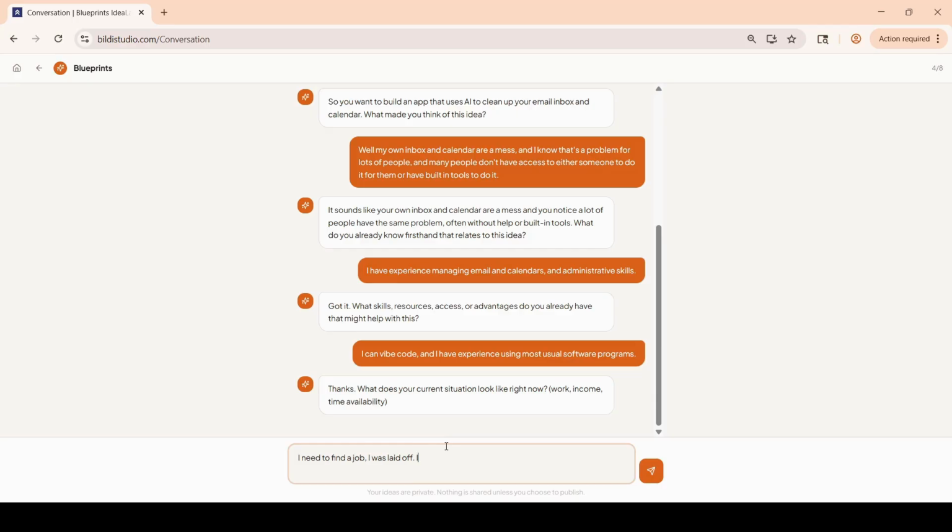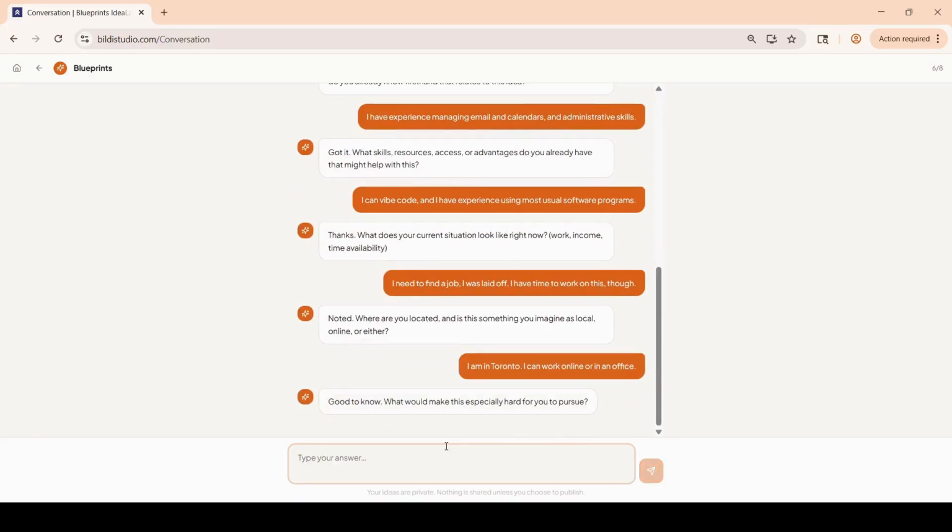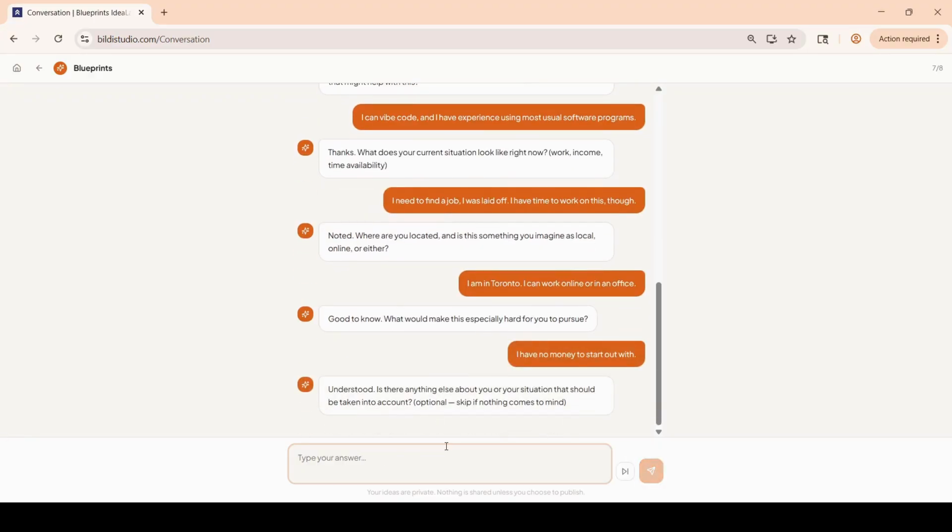This is a crucial point because many founders do not fail from lack of effort. They fail because they lock onto a version of the idea before they have properly framed the problem, the user, or the context. As the conversation continues, Blueprints asks the kinds of questions a founder should be asking early. What exactly is the idea? Who is it for? What pain is being solved? What would make someone care enough to act? What is already happening today without this solution?